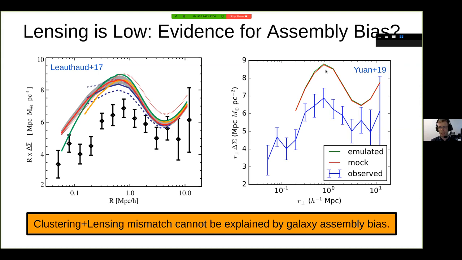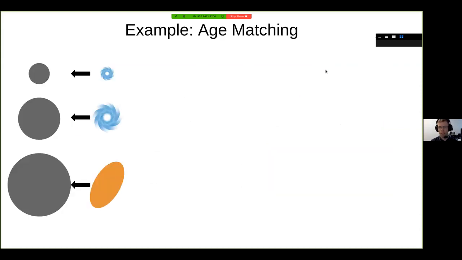But I do want to say that over the past 3 years, we have been able to put some limits on galaxy assembly bias, and we have been able to rule out some extreme models. So just one example here would be the age-matching model. So age matching is an extension to the subhalo abundance matching framework. In subhalo abundance matching, it's an empirical model. You just assume that more luminous galaxies live in more massive dark matter halos, or halos with a stronger gravitational potential well, characterized by Vmax.